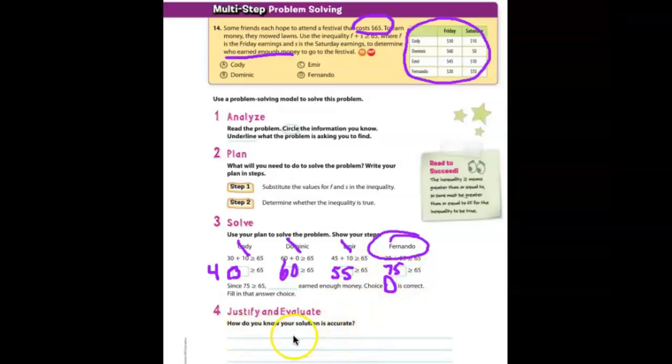Now, how do I know my solution is correct? Well, if I think about a number line, and I have the number 65, the only answer that either equals 65 or is greater than 65 is 75. Okay, so basically thinking about a number line, the only one that exceeds the value of 65 is 75. That's how I know my answer is correct.